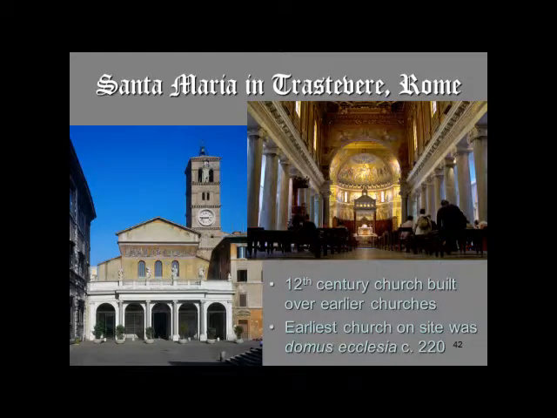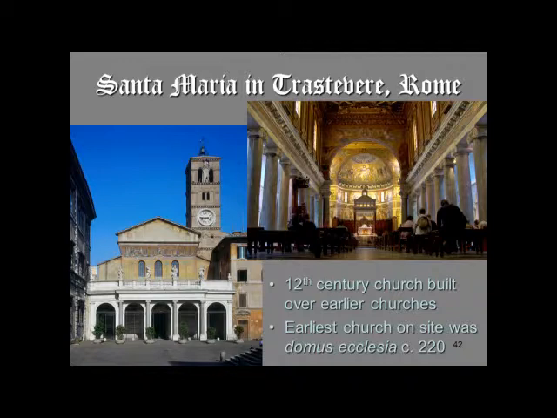The Church of Santa Maria in Trastevere was a 12th century church built over the ruins of earlier churches. They believe that the earliest church on the site was a Domus Ecclesiae from the 3rd century, maybe around 220. Parts of this are not medieval, such as the 19th century portico in front. And in the 19th century, when they did some restorations, they also destroyed works.